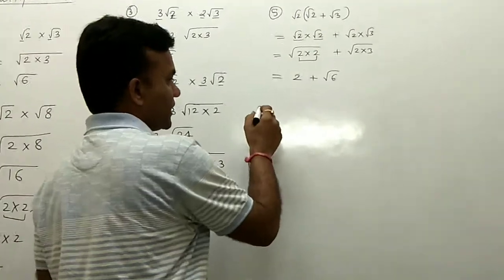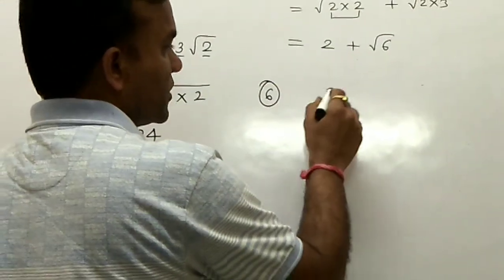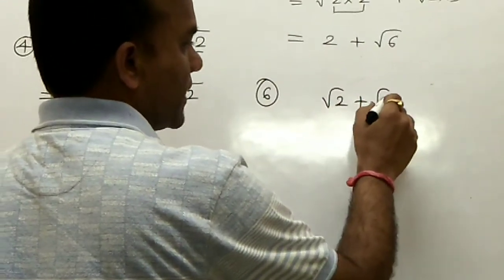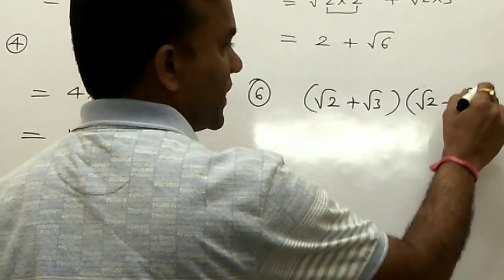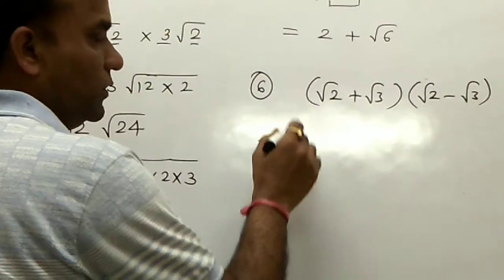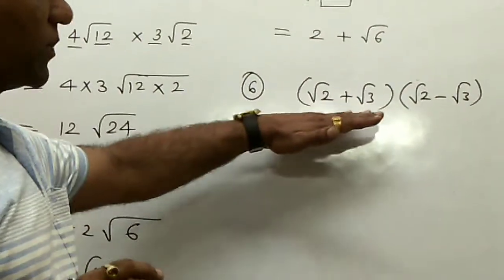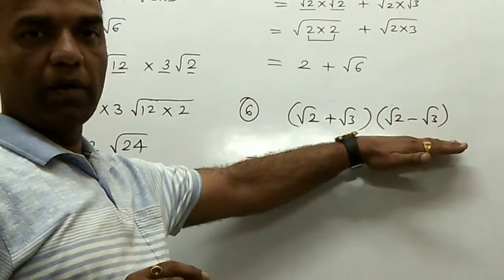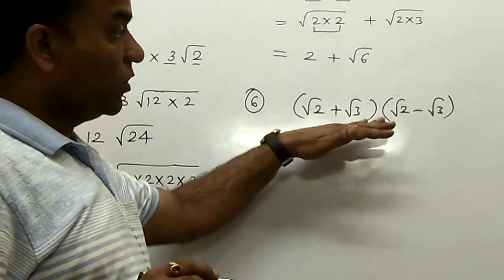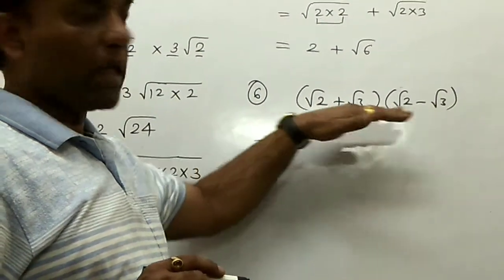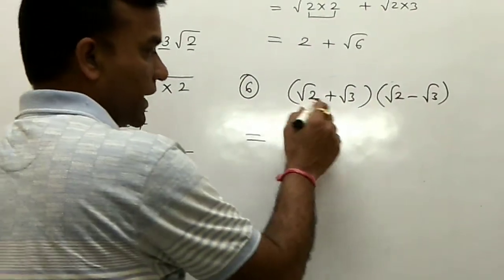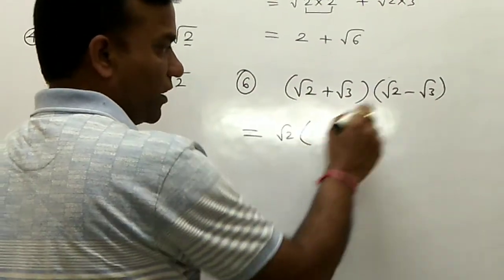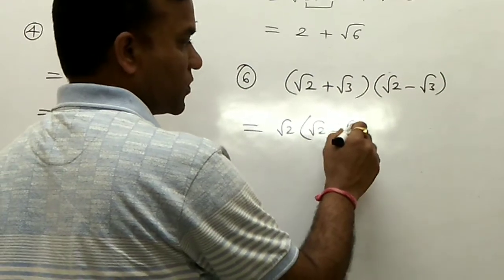Again we try another example. Suppose the bracket root 2 plus root 3 and another bracket root 2 minus root 3 are given here. You can use the concept of identity also, because we know a plus b and a minus b. But if you don't know the identity of a plus b, a minus b, then how do you multiply these numbers? First you select root 2 and multiply it with the second bracket, root 2 minus root 3.